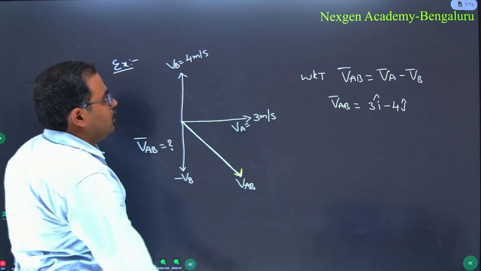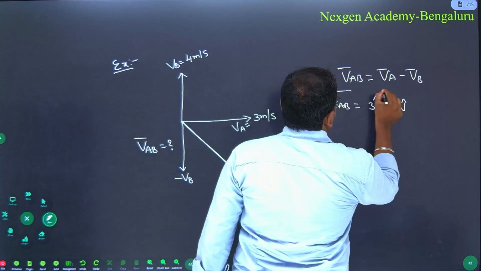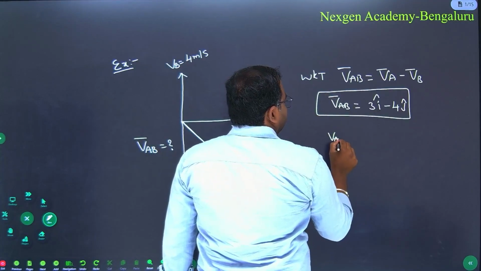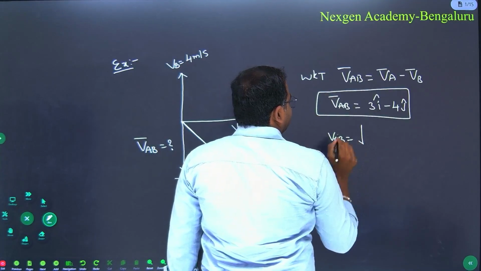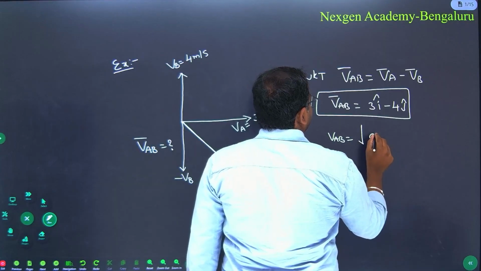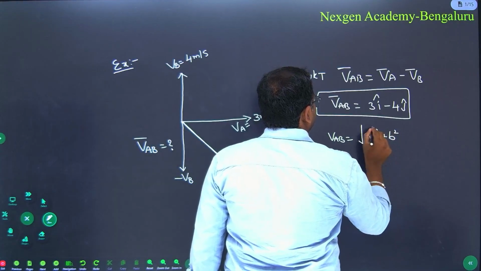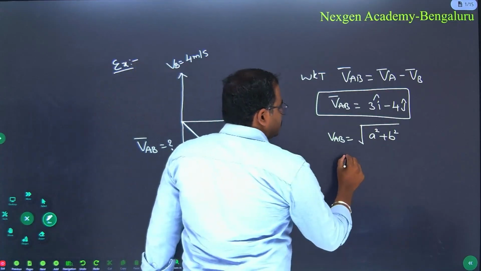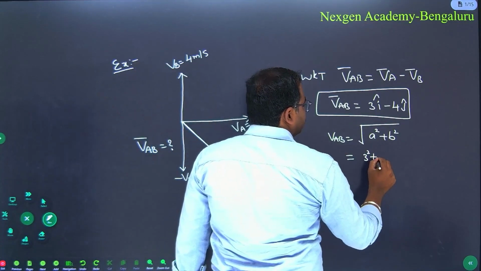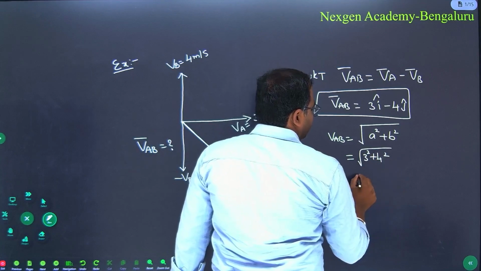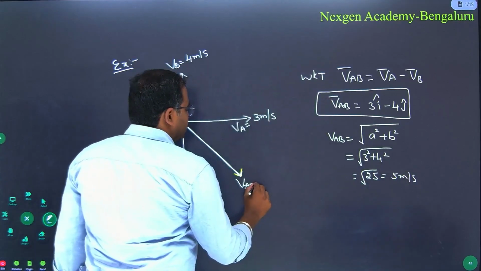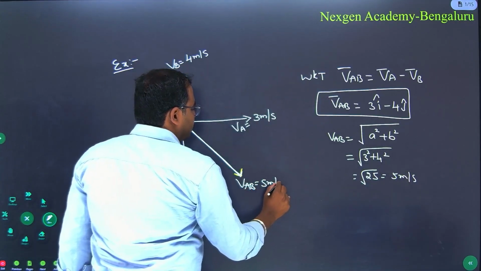Now vector wise this is the formula, and magnitude wise, what's the value of VAB? VAB is equal to square root of a square plus b square, if it is in the form of a i cap plus b j cap. So this is equal to the square root of 3 square plus 4 square, which is 25. Square root of 25 becomes 5. So 5 meter per second is the relative velocity.